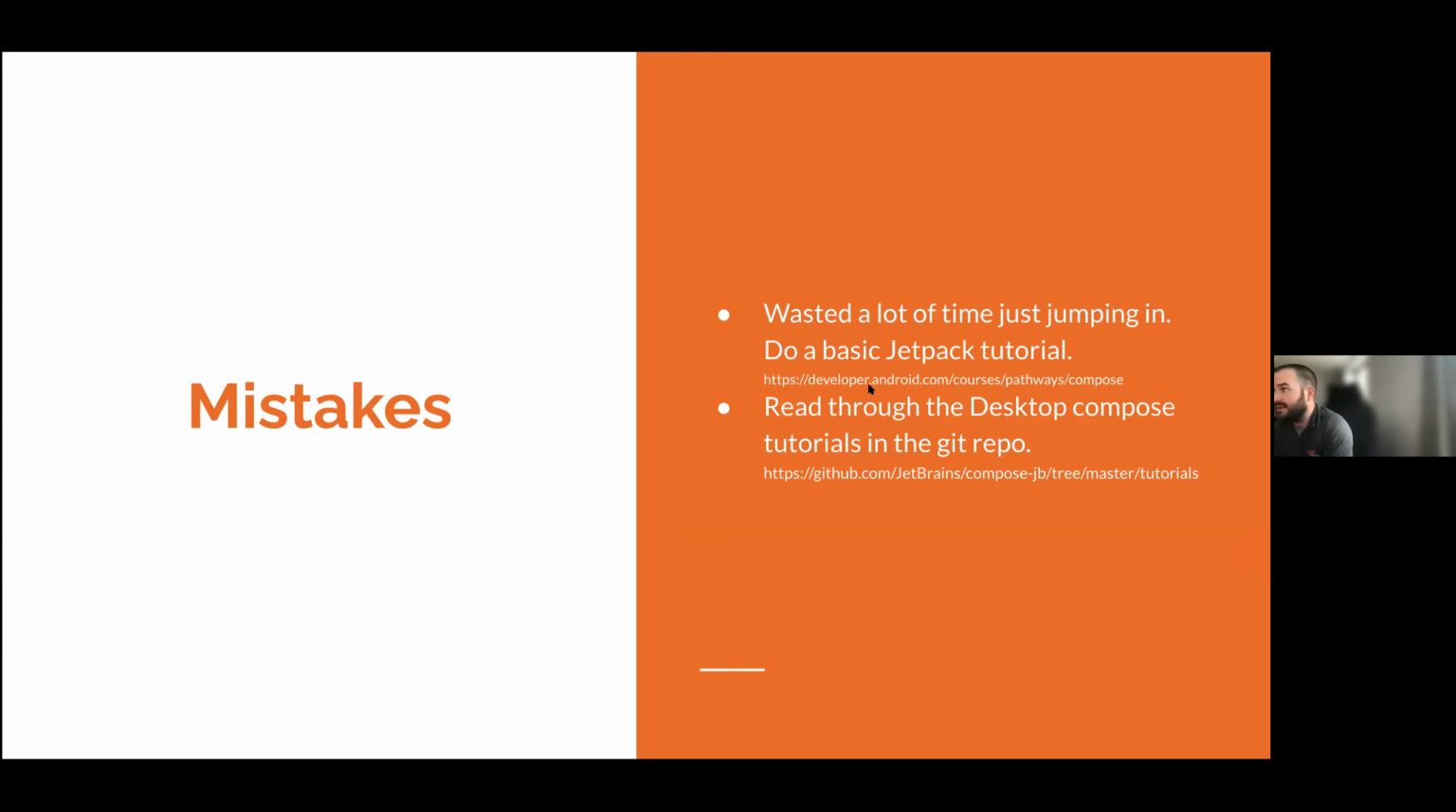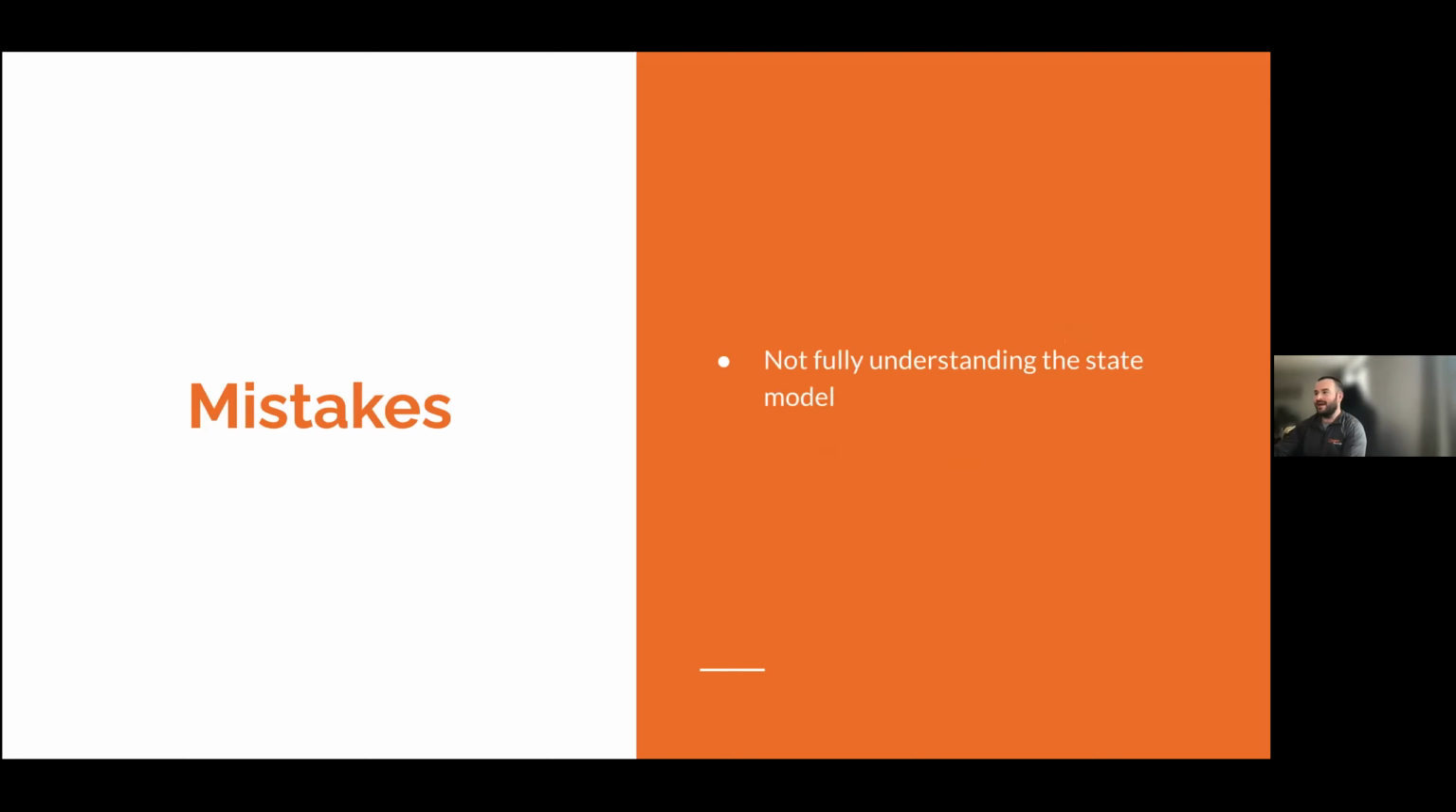So mistakes I made in general. I didn't know how to do Jetpack at all before I started coding, which was a mistake. I should have done a tutorial. I wasted a lot of time. I'd suggest just doing the Android tutorial, especially to get a handle on the state management. Also, if you go to the Desktop Compose Git repo and look at the tutorials, they've got really, really good tutorials to show you all the desktop functionality. I was really impressed, and they're updating it all the time as they break and change everything.